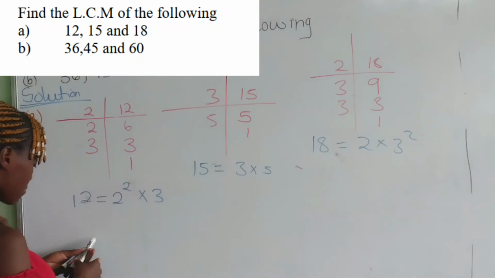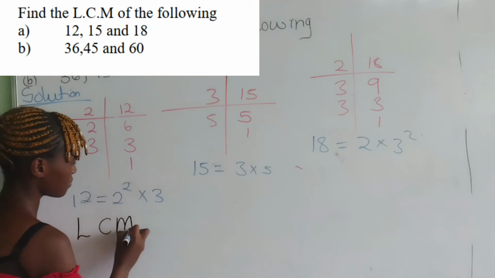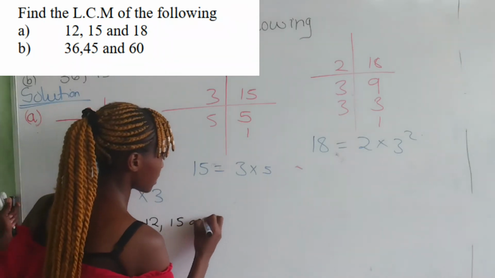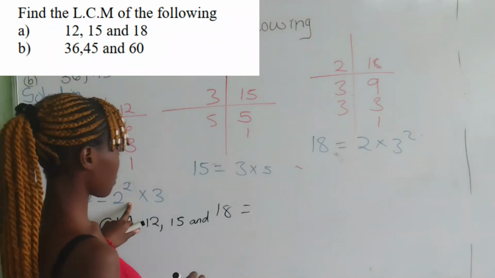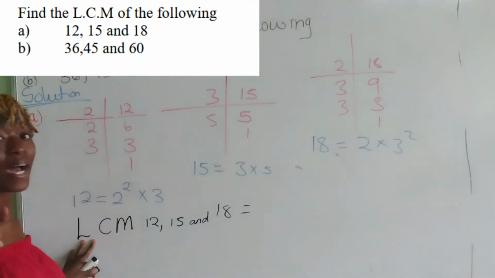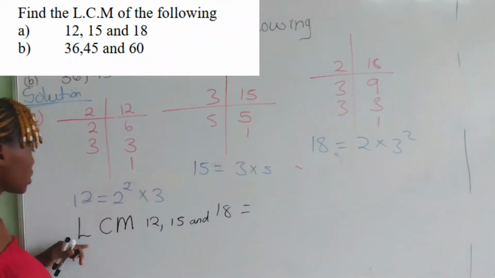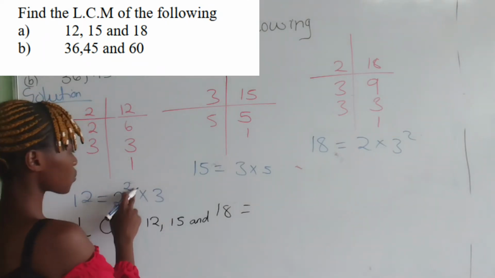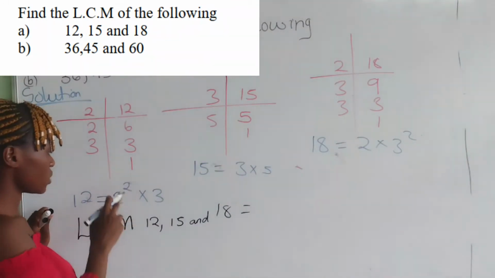So for LCM of 12, 15, and 18, it's going to involve 2, and we take the highest power for each factor, so that it gives us the lowest common multiple. So for this part, you see we have 2 squared, and we just have 2 to the power 1. Which one do we take? We take 2 squared.